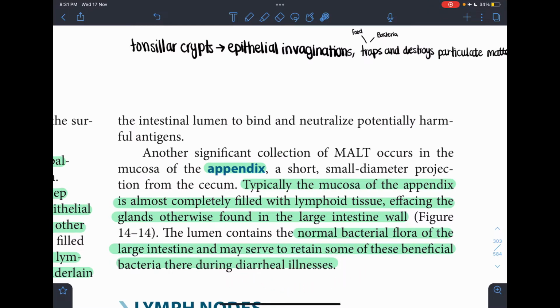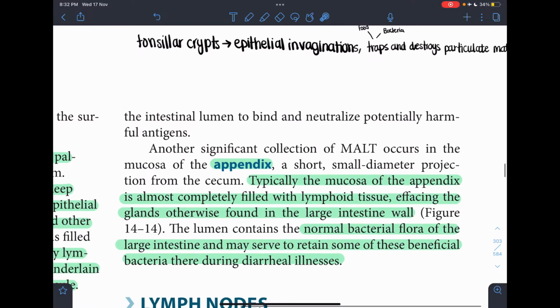So the appendix is a short, small diameter projection from the cecum. The mucosa of the appendix is filled with lymphoid tissue, which effaces the glands otherwise found in the large intestinal wall. The lumen of the appendix contains normal bacterial flora, which is also present in the large intestine, and the appendix will serve to retain some of these beneficial bacteria, which can be beneficial during diarrhea.